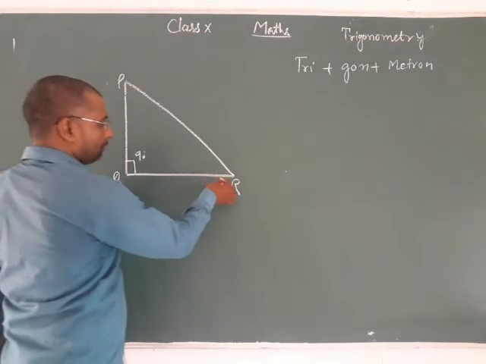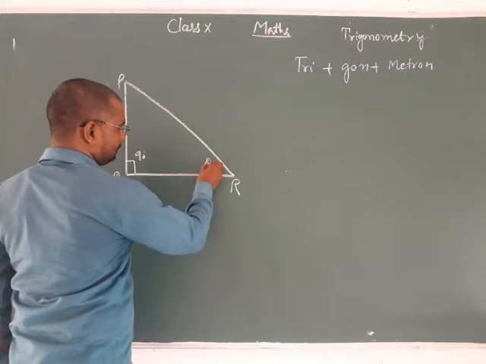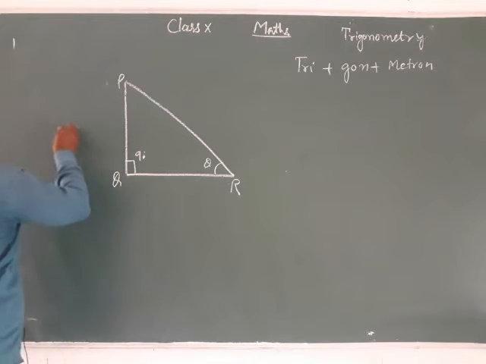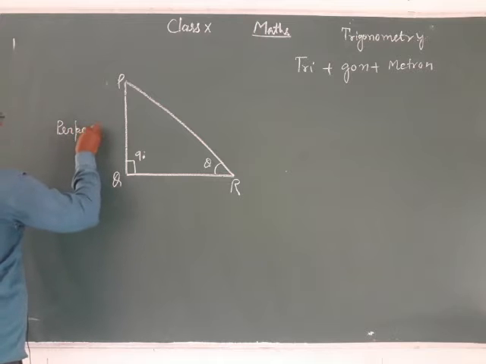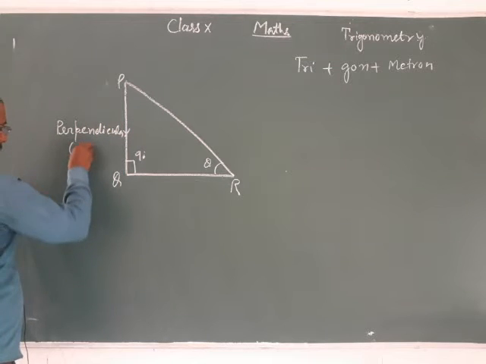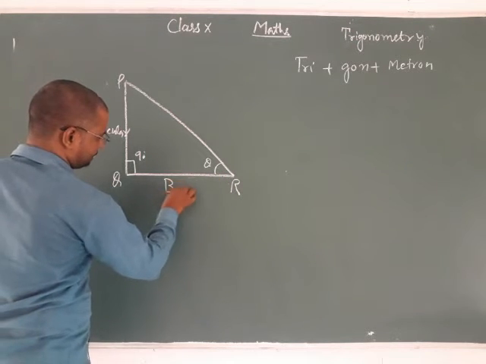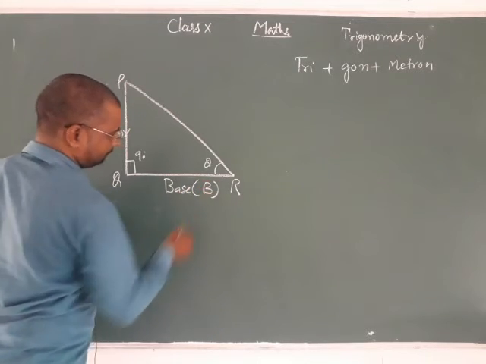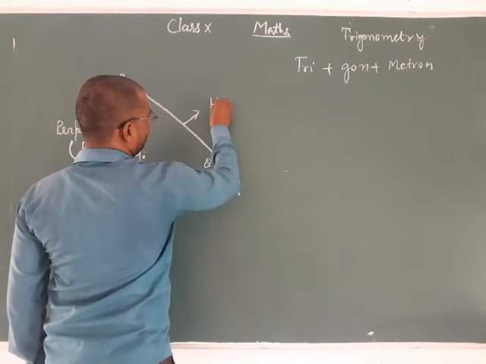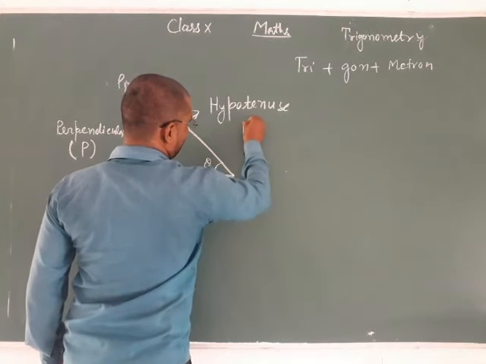Now this R makes angle theta. The opposite side, the perpendicular, we denote with capital P. The side adjacent to this angle is the base, denoted B, and this slant side is the hypotenuse, denoted H.